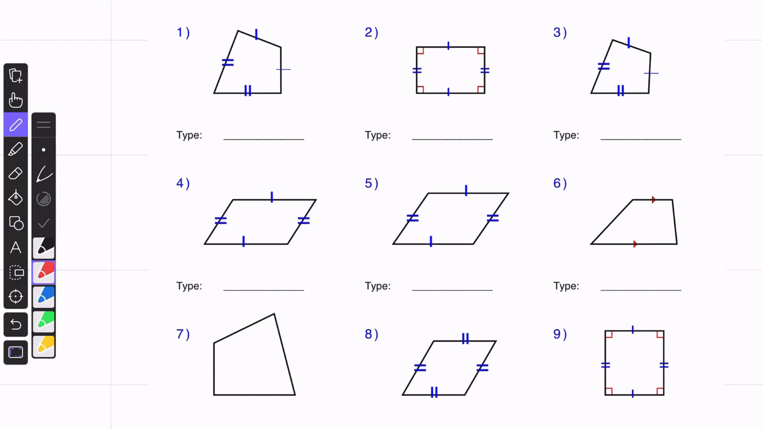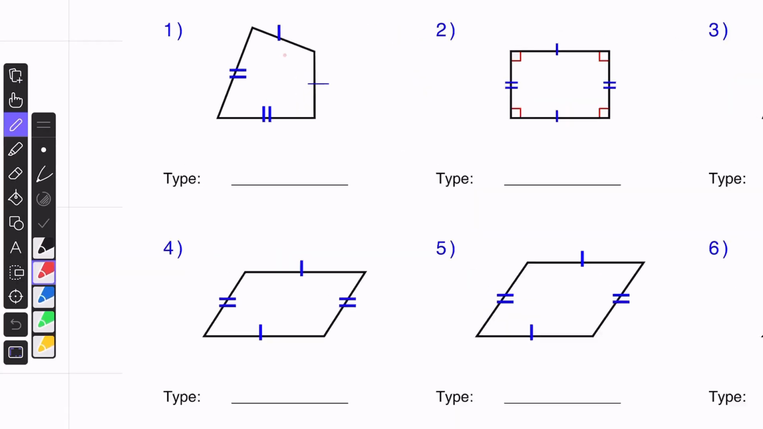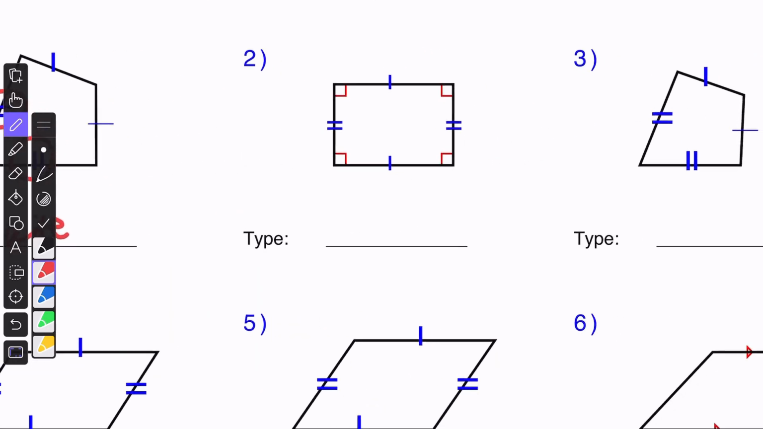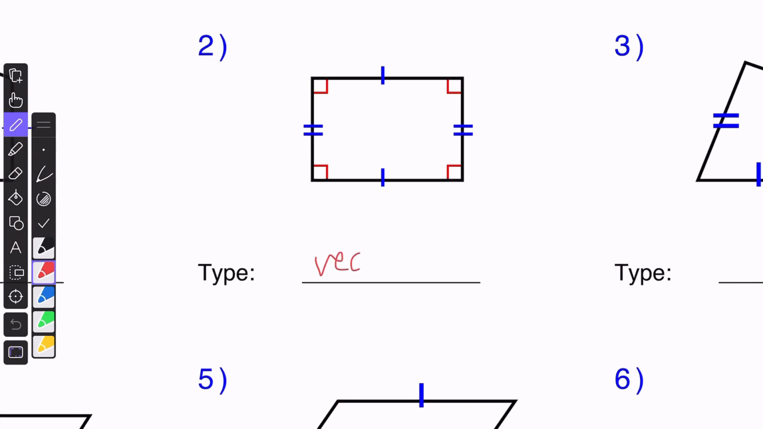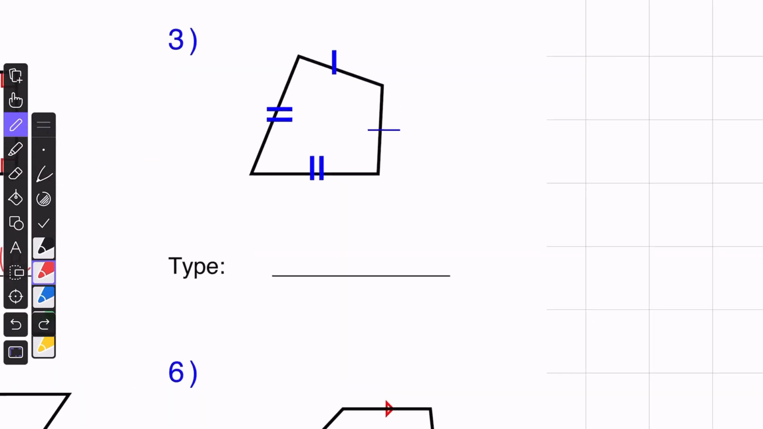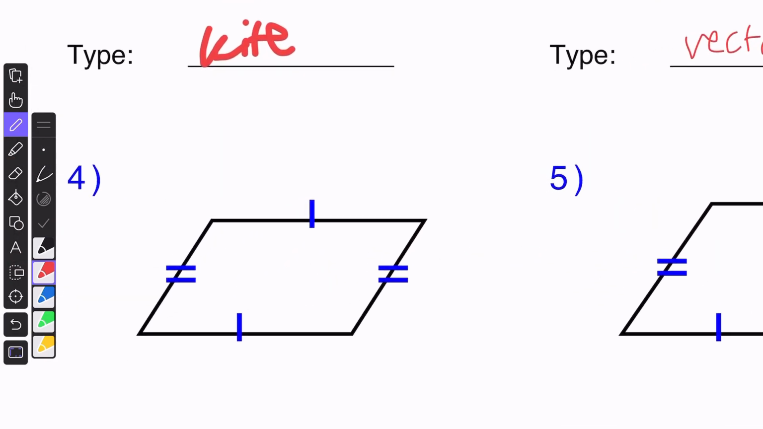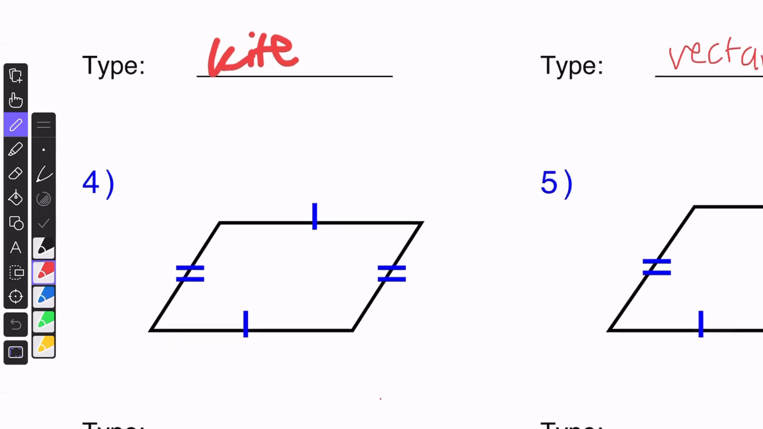So we're going to identify the type. So for this one, we saw this one. This one is going to be called a kite because it has two sides that are even and two that are completely different from one another. This one is going to be a rectangle because it has those right angles, but not all sides are the same length. This one is going to be another kite because two are the same and the other two are not.